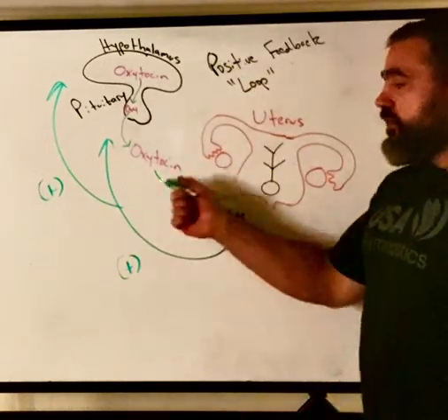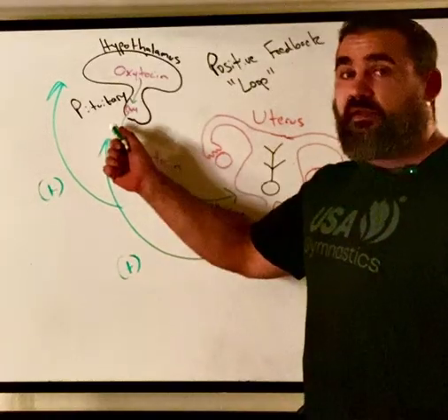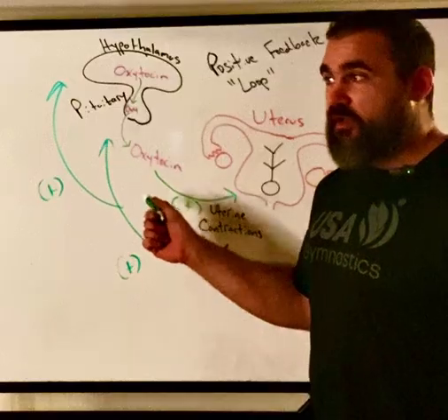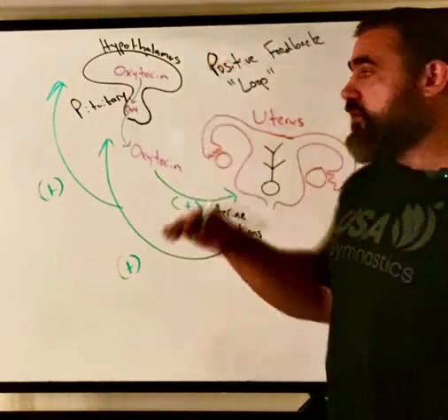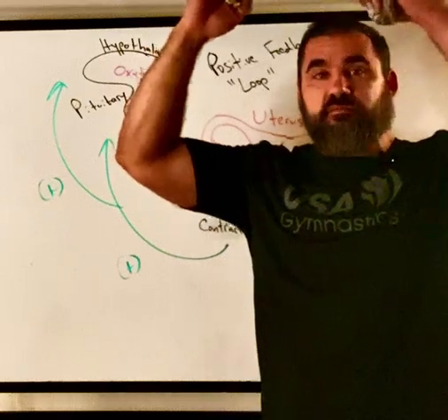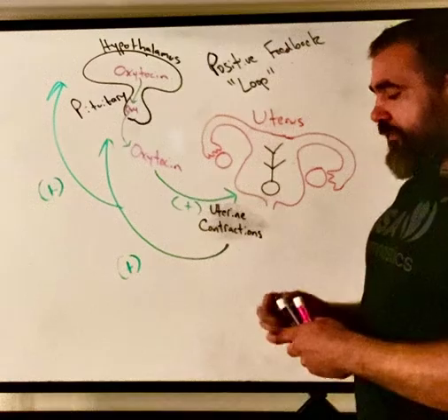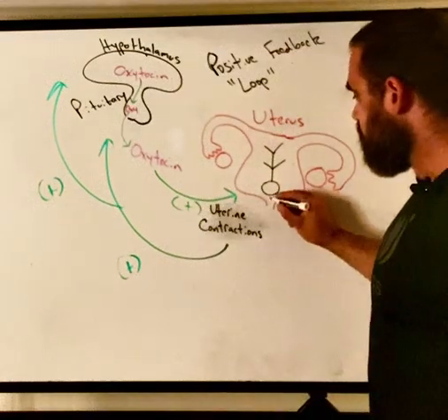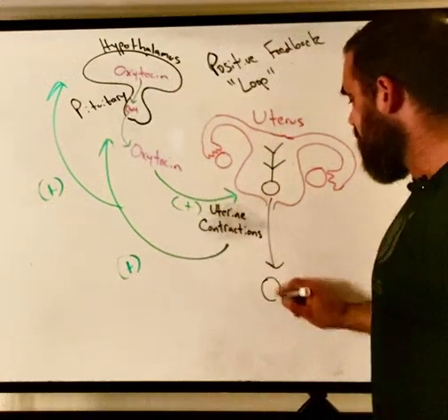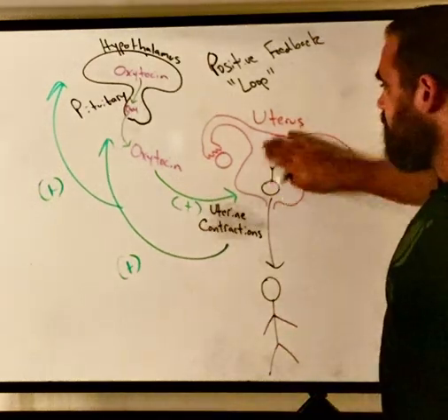What happens here? Oxytocin causes the uterus to contract. Well, the contractions of the uterus will cause you to make not less, but more oxytocin. So oxytocin goes up. Uterine contractions go up. It goes up and up and up until, well, there's a ceiling somewhere, right? So until the baby comes out. And when the baby comes out, the baby's born. You have a happy, healthy baby. And then this is over.